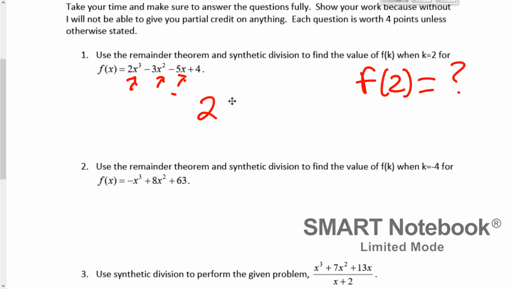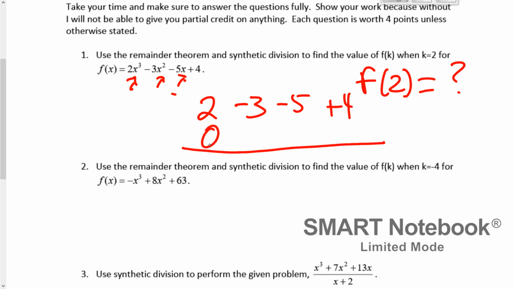So you take your coefficients, make sure they're all accounted for: x to the third, x to the second, x to the first, x to the 0. Put a 0 in that second row there. What's going to go in the box here is a positive 2, because that's what your x equals, or your k equals. 2 plus 0 is 2.